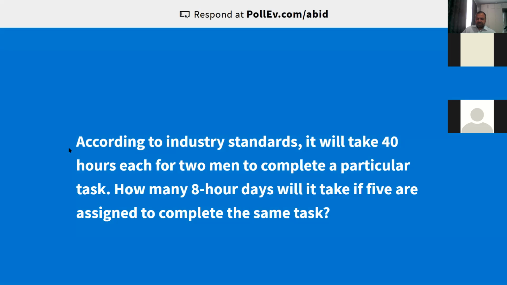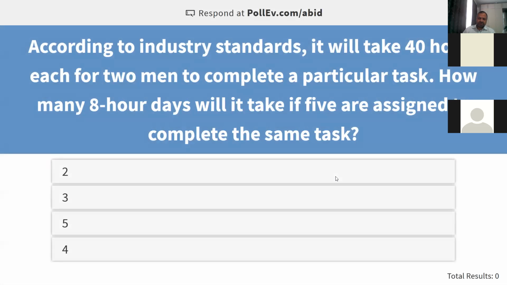Okay, next question is, according to industry standards, it will take 40 hours each for two men to complete a particular task. How many 8-hour days will it take if five are assigned to complete the same task? So your choices are 2, 3, 5, 4.